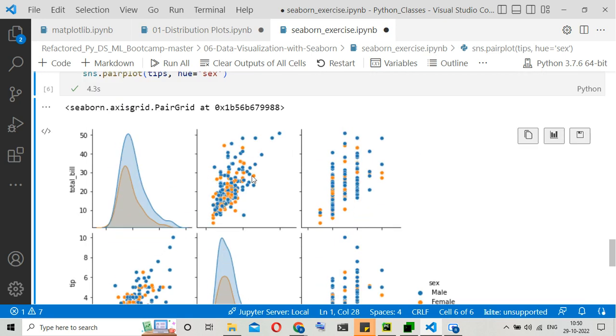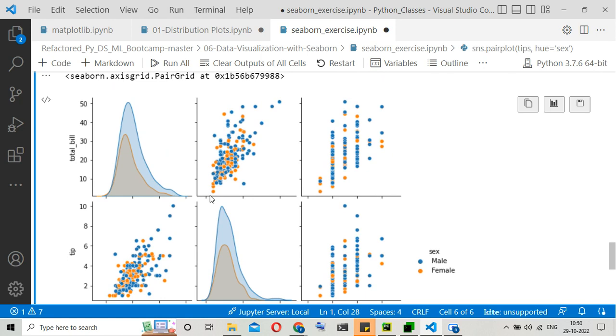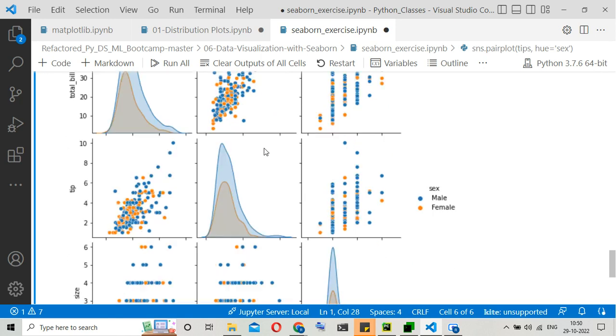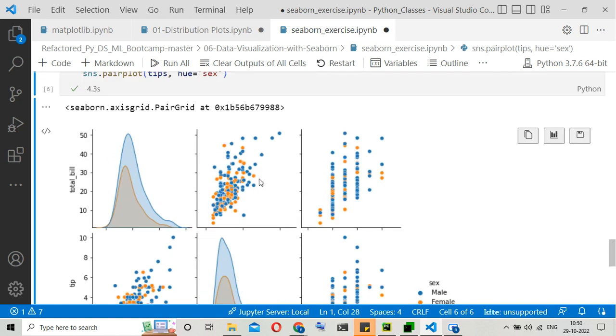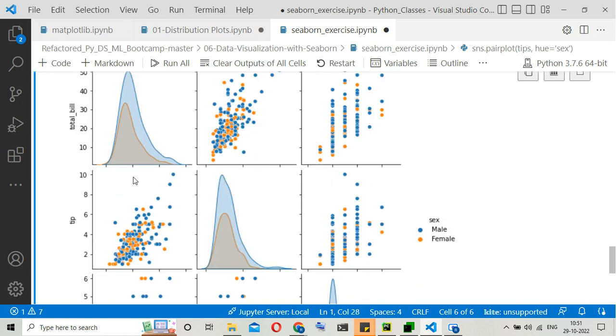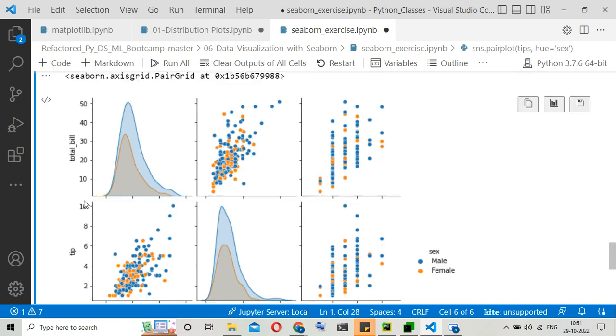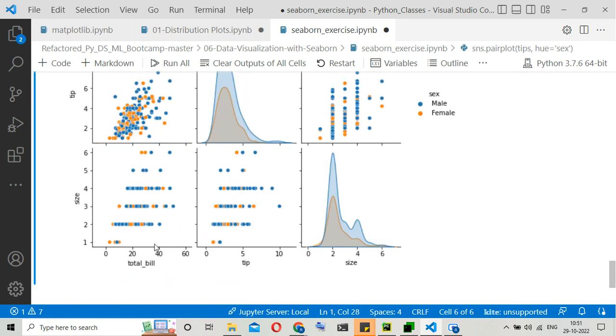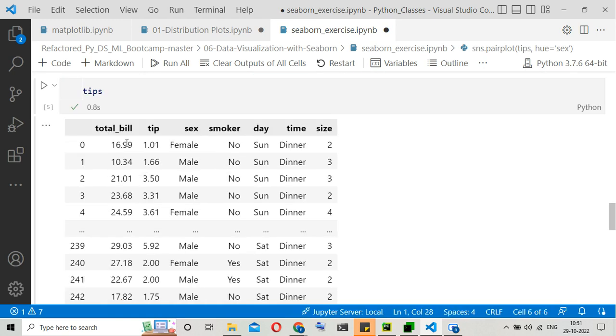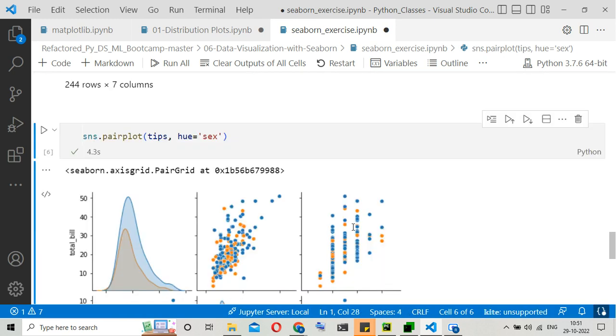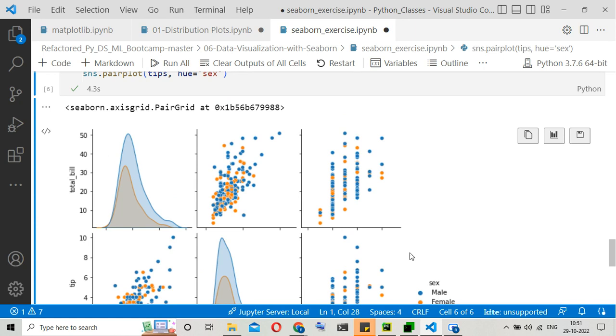In this plot, total bill versus tips is the important one. As the bill increases, your tip size should increase. That is one assumption you can have and then try to do such analysis. So this is one plot. Your pair plot actually combines everything, all possible combinations: size versus total bill, total bill versus size, tip versus. It will find all the numerical columns and plot them for you.